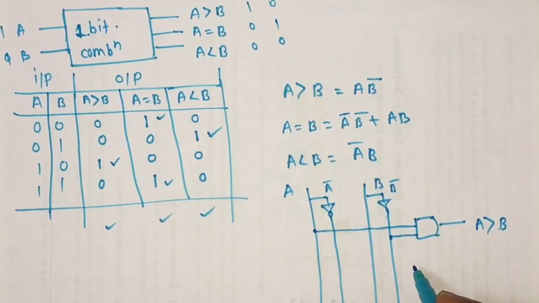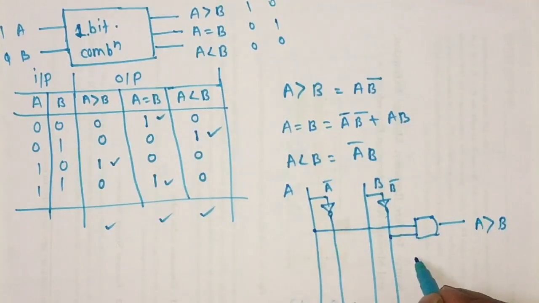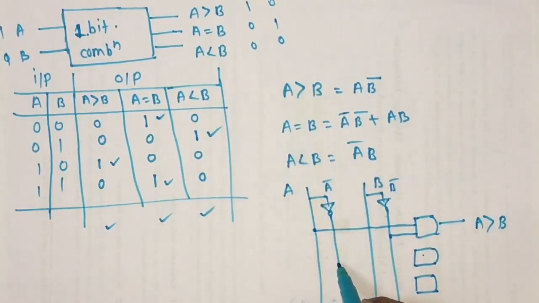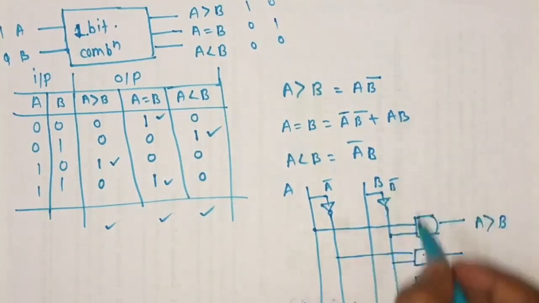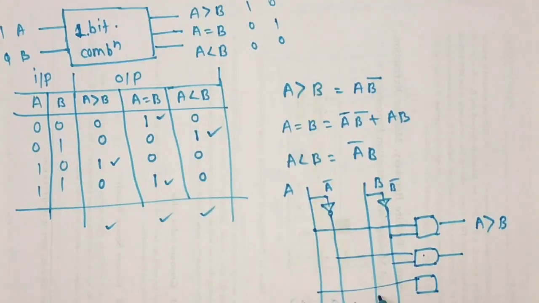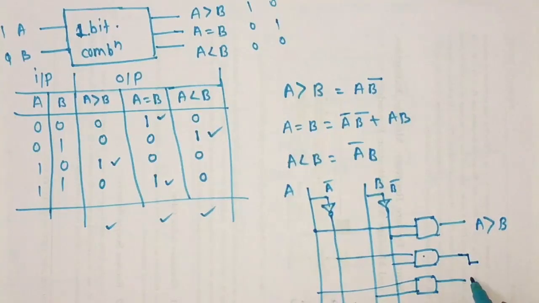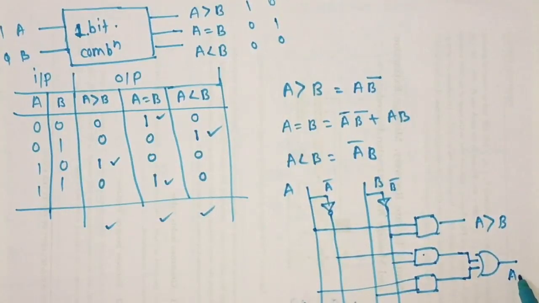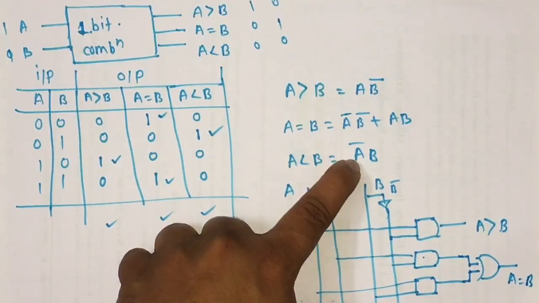For the second case, A bar B bar and A B, two AND gates are required. For the first AND gate, the inputs are A bar and B bar, so here we get A bar B bar. For the second, the inputs are A and B, so here we get A B. Then these two terms have to be ORed to get the final equation, that is A equal to B. For the last case, one more AND gate is required.